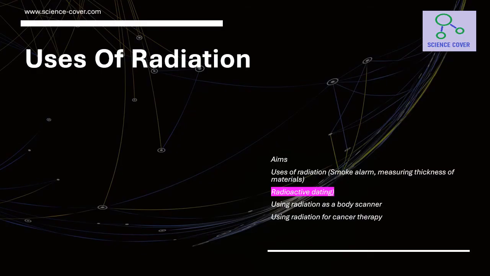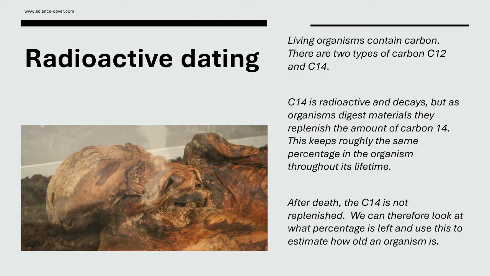Now let's look at how we can use radiation to date the age of organic material. Living organisms contain carbon. There are two types of carbon, carbon-12 and carbon-14. The carbon-12 is stable and not radioactive. However, carbon-14 is radioactive.